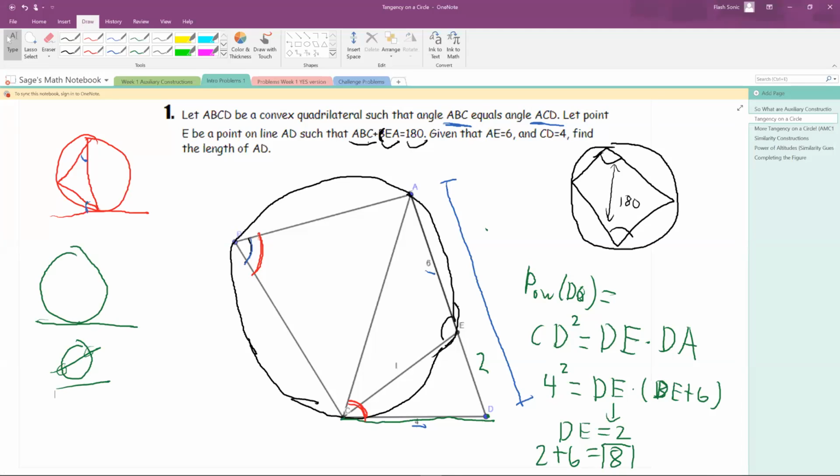Why is it called Sage's math notebook? No reason. And yeah, okay. Does anyone have any more questions?